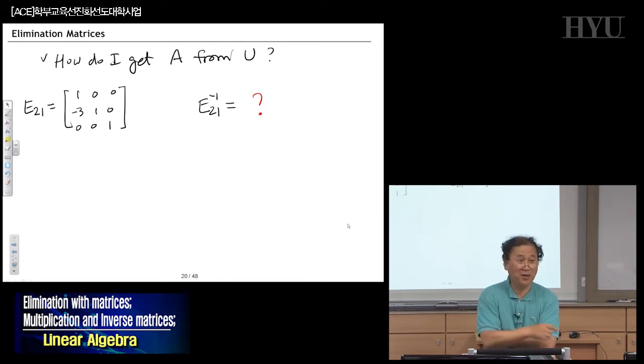Let's say this is a row operation, right? What's the inverse of this? Well, it means just recover. Whatever you did, you try to recover.